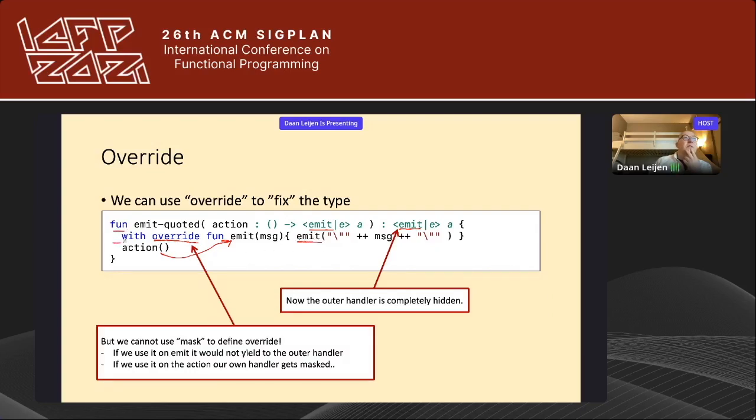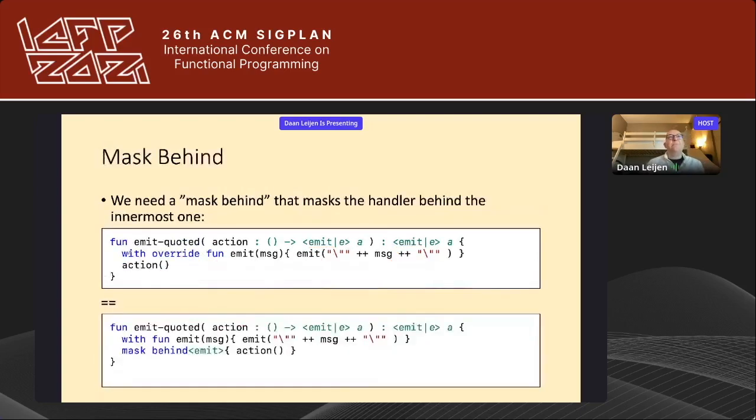And if I use mask right after the handler, it doesn't work either, because then I'm masking out our own emit that I want to apply for action, right? So there's actually an override, which is a shorthand for another form of mask, called mask behind, which does the right thing. What it does is it doesn't mask initial emits, it only masks the emit behind the initial one.